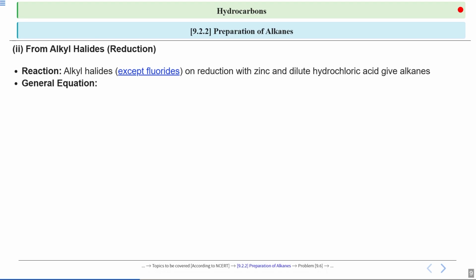Now we will look at the general equation for this reaction. So this equation will help us to understand the transformation that occurs during the reduction process. Here is the general equation: RX plus H2 giving us RH plus HX, where RX represents the alkyl halide and RH is the resulting alkane. Zinc and H+ act as the reducing agent, facilitating the conversion of halide to an alkane.